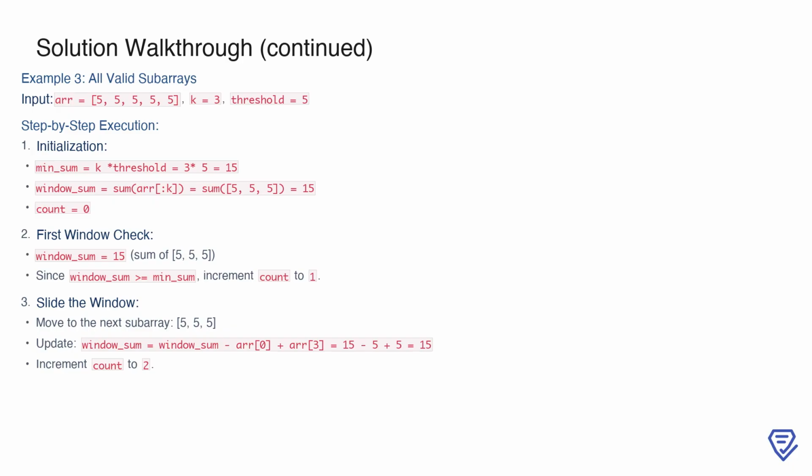The sum of the first subarray, 5, 5, 5, is exactly 15, so we increment the count to 1. Sliding the window to the next subarray, 5, 5, 5, we update the window sum by subtracting the first element of the previous window, which is 5, and adding the new element, also 5. This keeps the window sum at 15, which meets the condition, so we increment the count to 2.